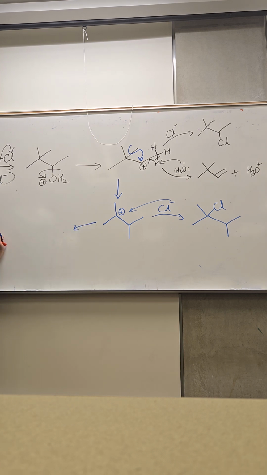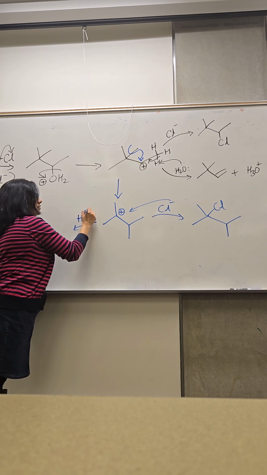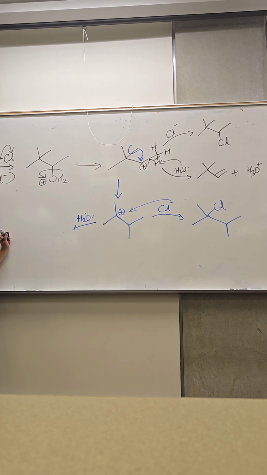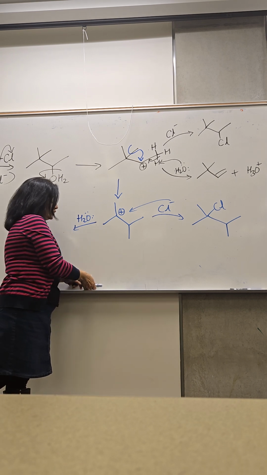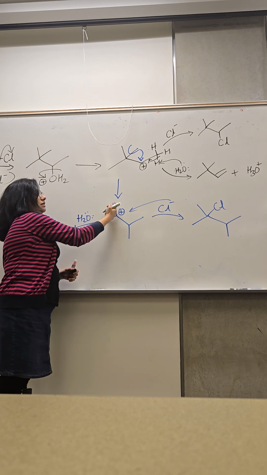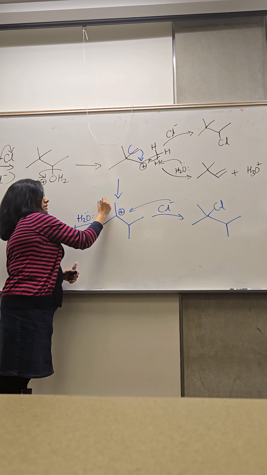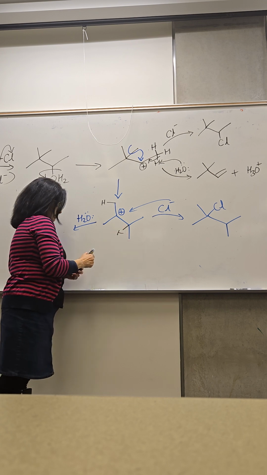What will be the E1 product from here? How many E1 products can you get? I'm using water as a base because water is a stronger base than chloride. So how many E1 products can we get? Two, because there are two beta carbons with hydrogens on them. Of course, these are identical, right? But they have a hydrogen, and doesn't that one also have a hydrogen?